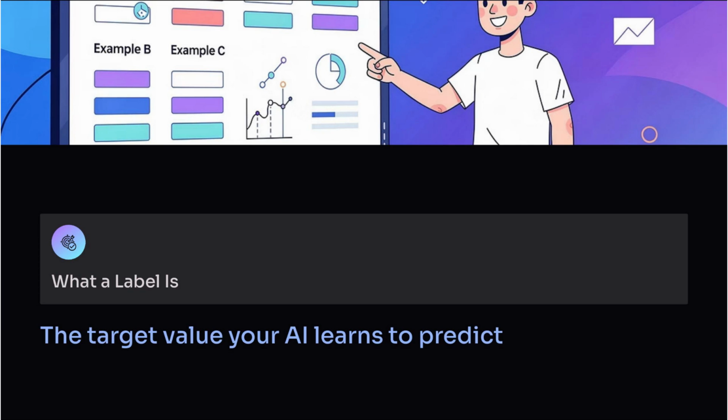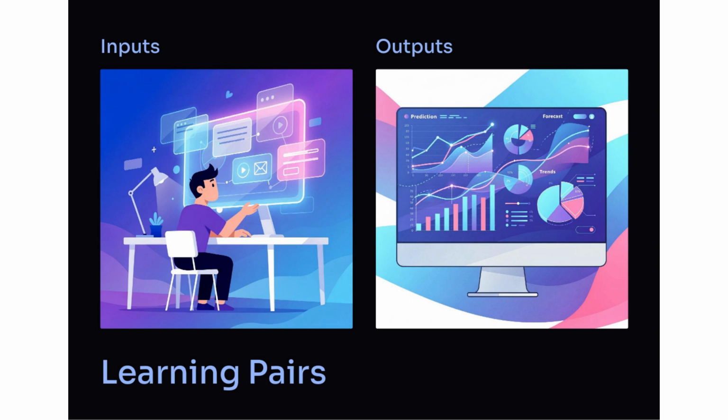A label is the target value associated with an input example. It represents the correct answer according to some standard. In classification tasks, labels are categories. In regression tasks, labels are numeric values. Machine learning relies on pairs of inputs and outputs. Inputs describe the situation, while outputs define the desired response. Learning consists of mapping one to the other.